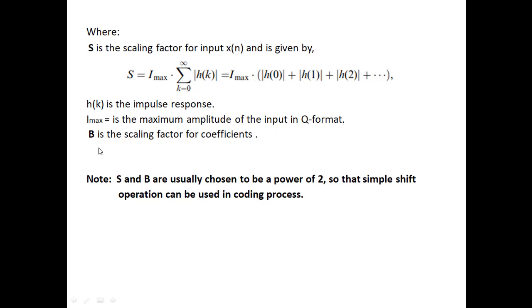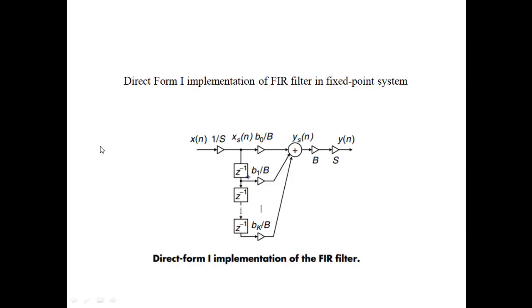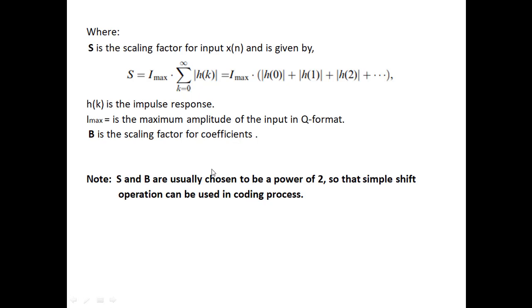And what is B? When I say B, it is here. What is this capital B? Capital B is actually the scaling factor for the filter coefficient. Capital S is the scaling factor for the input x of n, whereas capital B is the scaling factor for the filter coefficient. Both scaling factors capital S and capital B are usually chosen to be powers of 2, so that a simple shift operation can be used in the coding process.